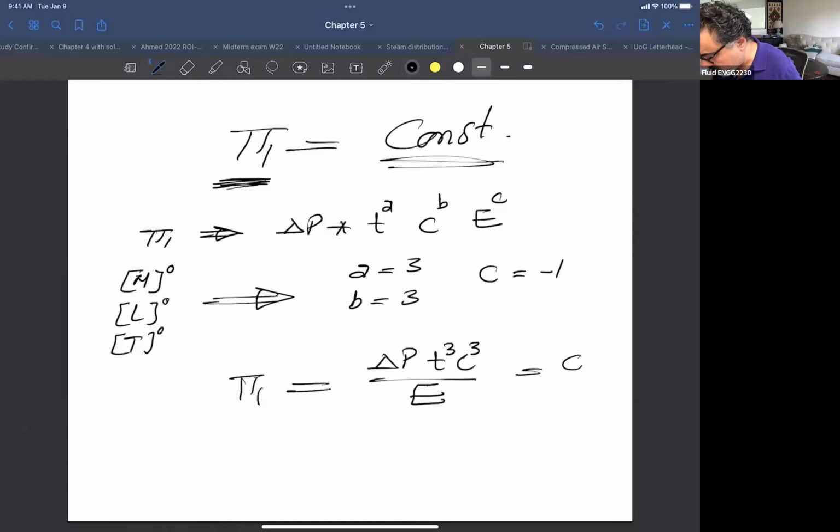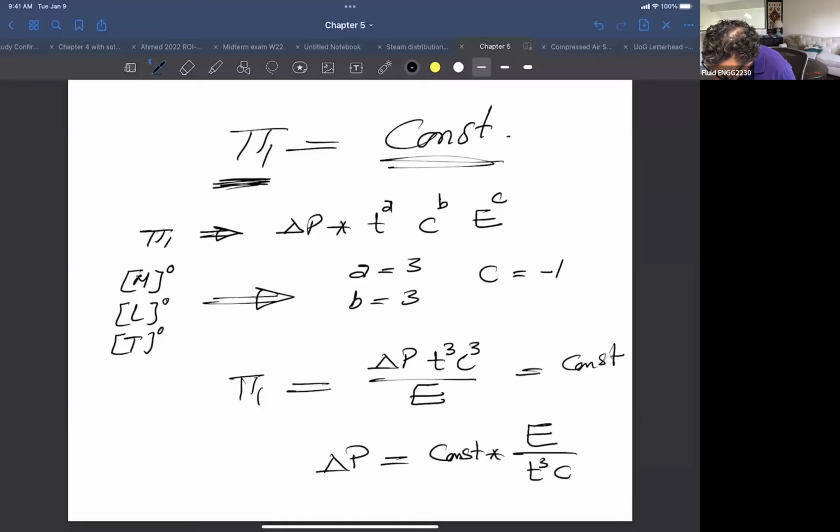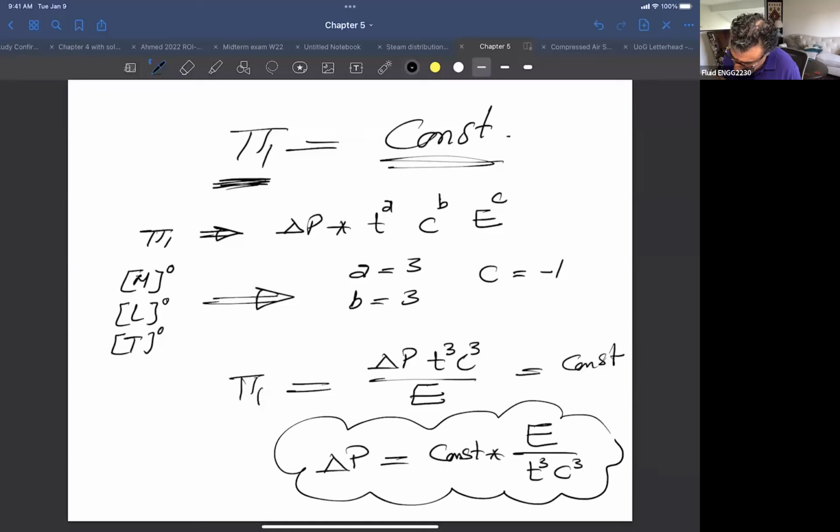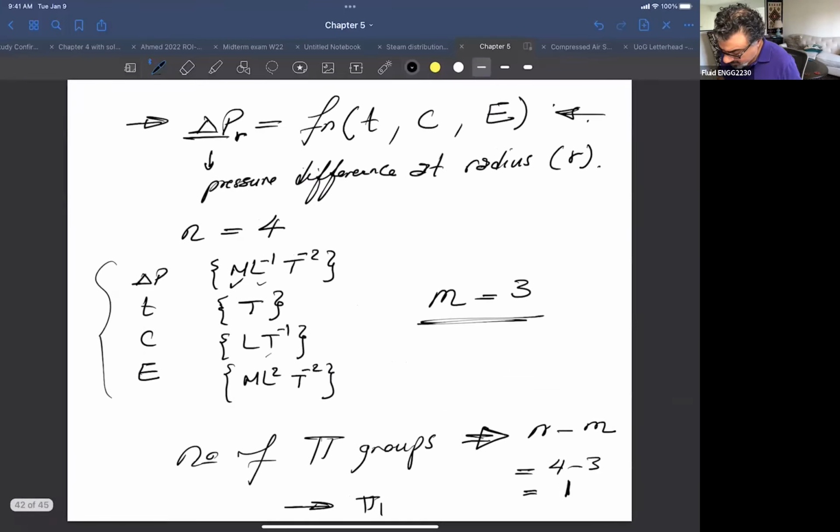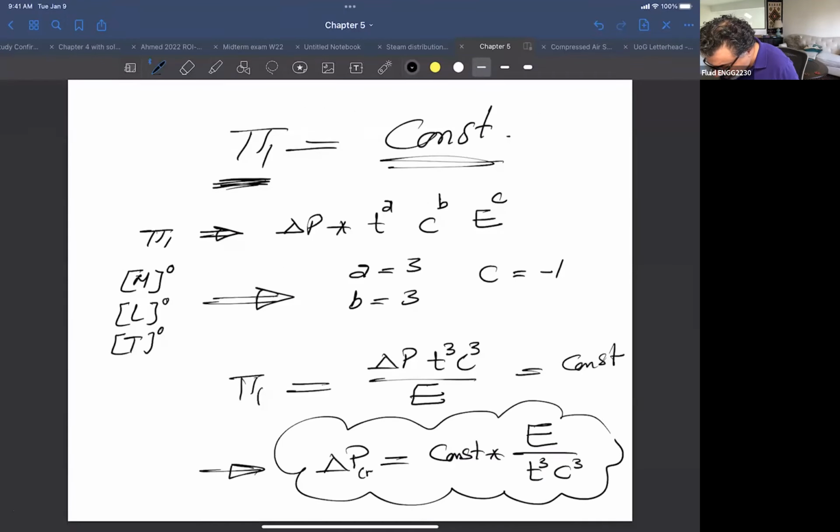And this will be equal to a constant. So in this case, I can say, for example, delta B is equal to a constant times E divided by t cubed c cubed. So this is a relation that we can get out of that. And again, this delta B at any radius is going to be R.